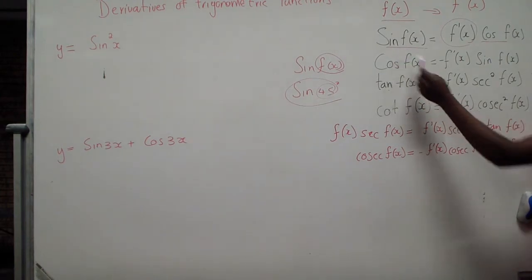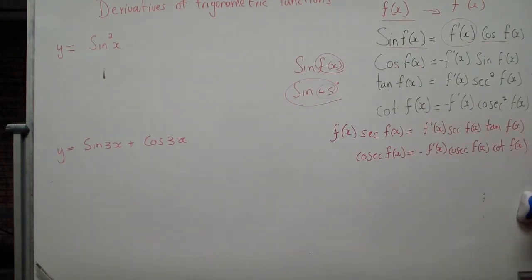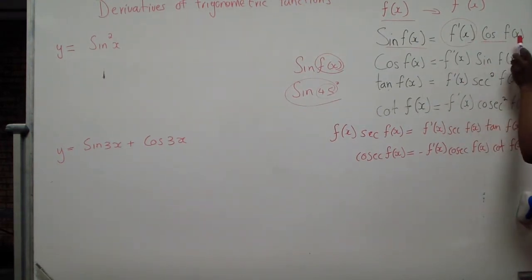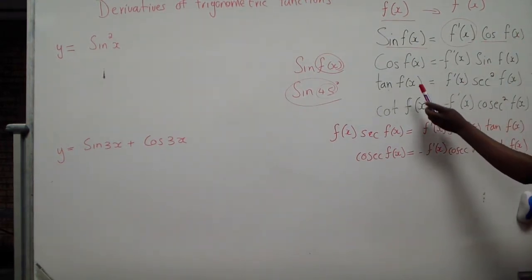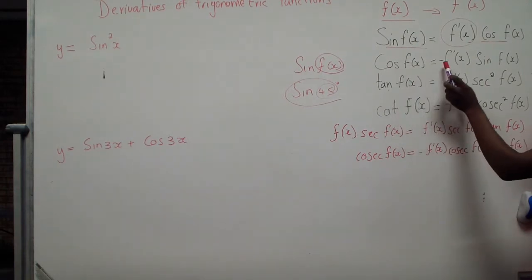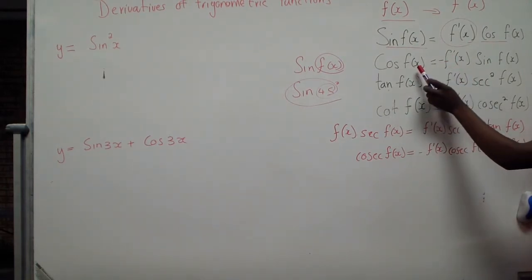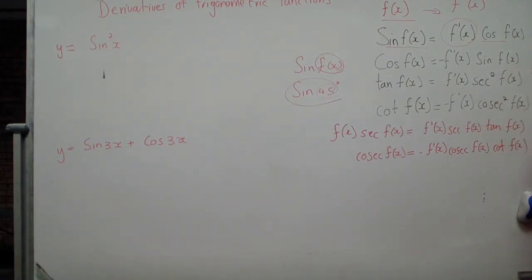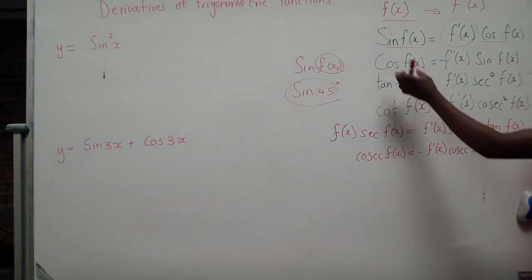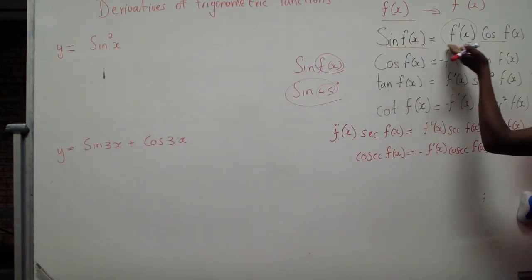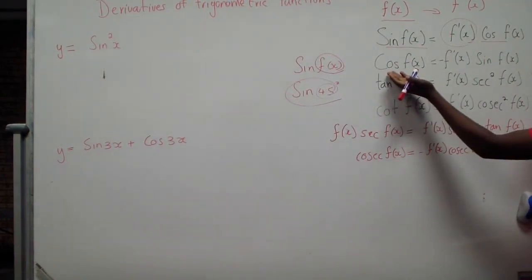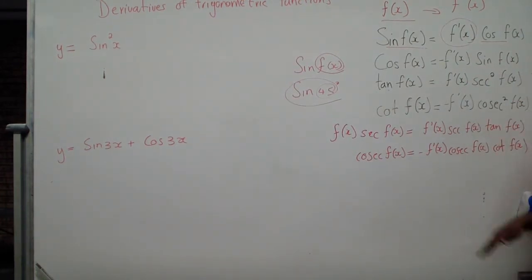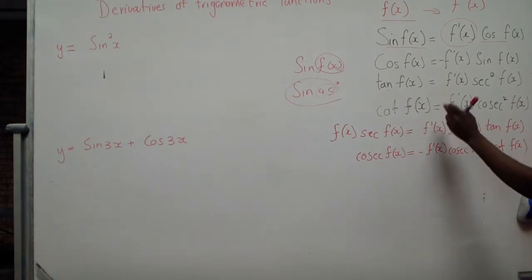whenever you derive sine, you'll get the derivative of your function, cos function. And when you derive cos, you'll get a negative derivative of your function, sine, and f of x. So now, you see the interchange. Whenever I derive sine, I get cos. And when I derive cos, I get a negative sine.